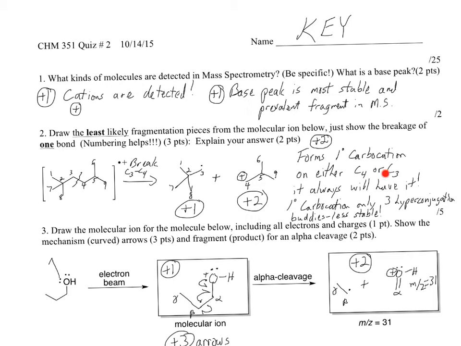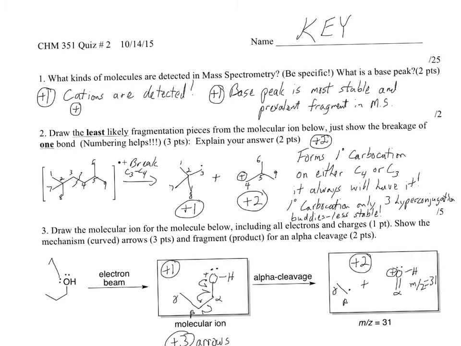Right? So the worst is because you form primary carbocations in either C4 or C3. And remember, primary carbocations only have 3 hyperconjugation buddies, right? So if you hit the carbocation here, there's one sigma bond away, 1, 2, another sigma bond, and then there's an H. So a primary only has 3 hyperconjugation buddies. So that's not very helpful.